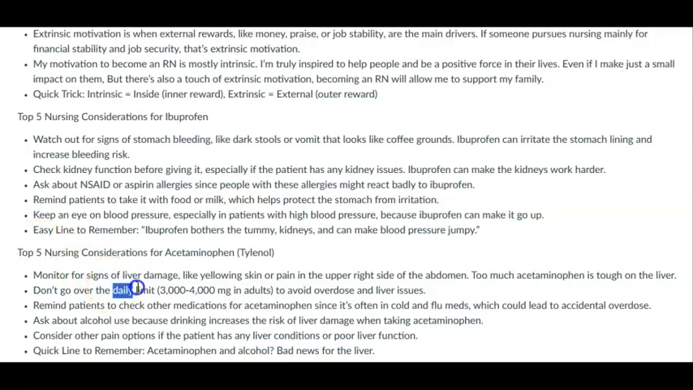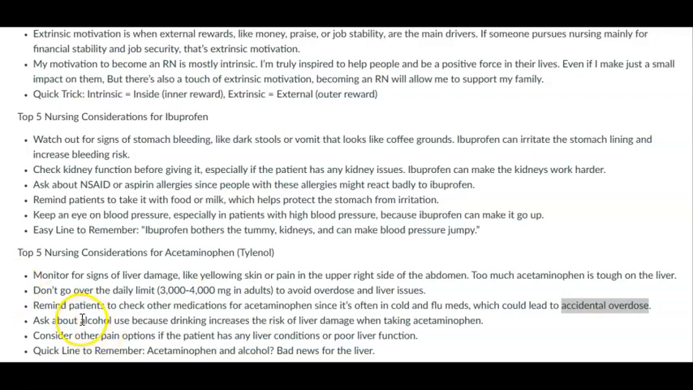That's the reason why we have a daily limit. For adults, it's 4,000 milligrams. And so we avoid that because we don't want to cause liver damage by giving too much. Accidental overdose. She mentioned the accidental overdose. There is a medication that we can give if the patient does overdose. Acetylcysteine is a medication that can be given for acetaminophen overdose. So anytime a med has an antidote for toxicity or overdose, that's something you want to be familiar with.